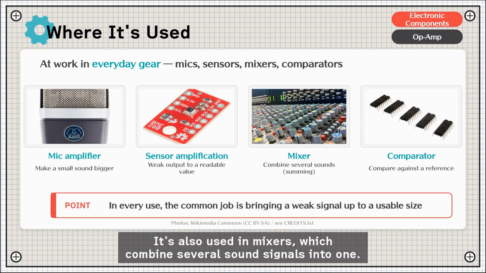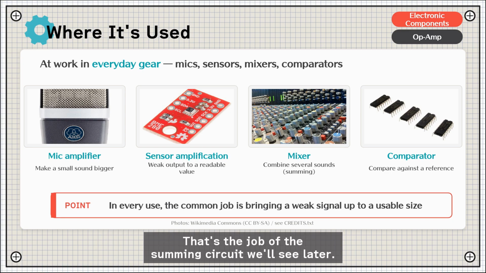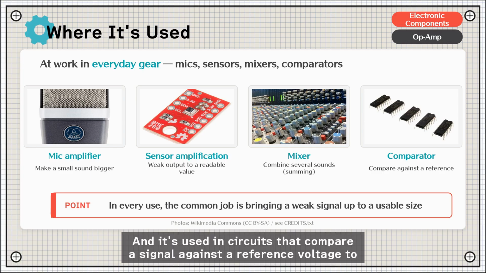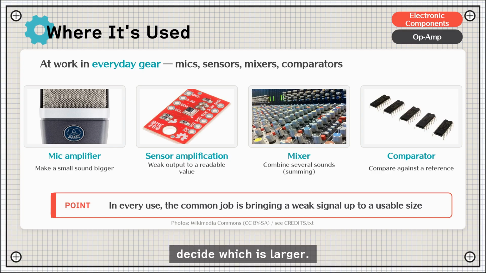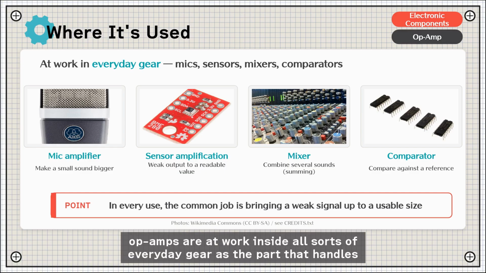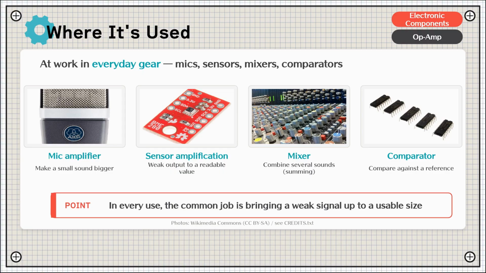It's also used in mixers, which combine several sound signals into one. That's the job of the summing circuit we'll see later. And it's used in circuits that compare a signal against a reference voltage to decide which is larger. Like this, op-amps are at work inside all sorts of everyday gear as the part that handles signals.